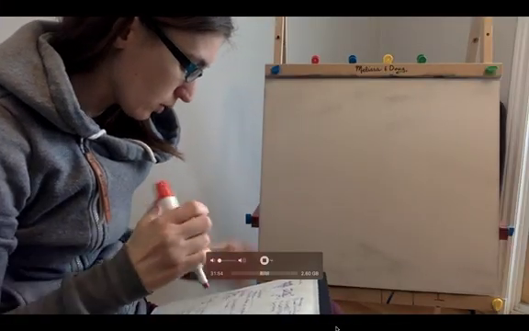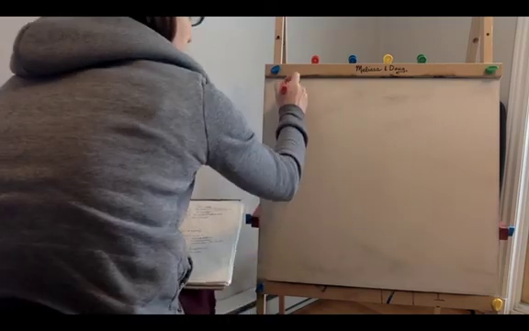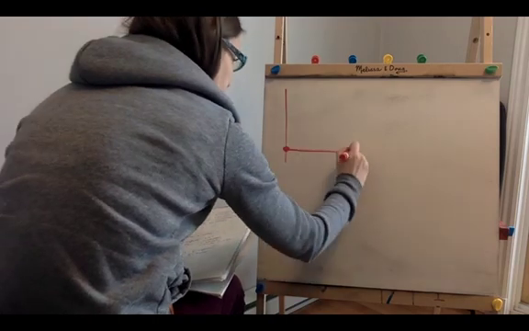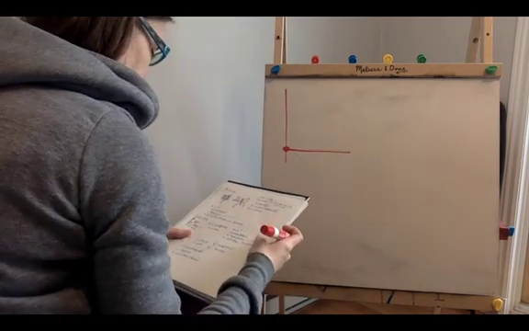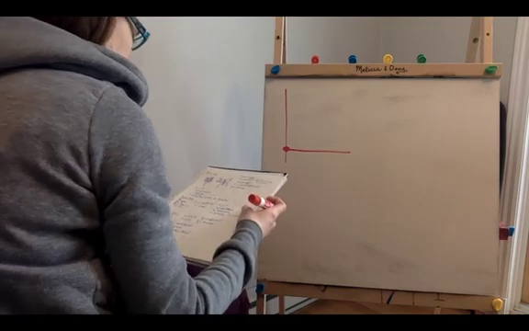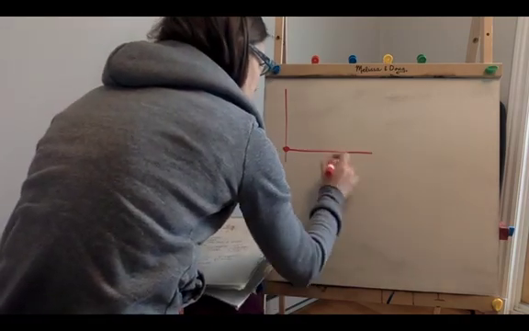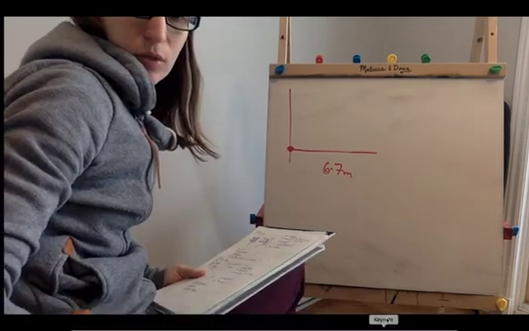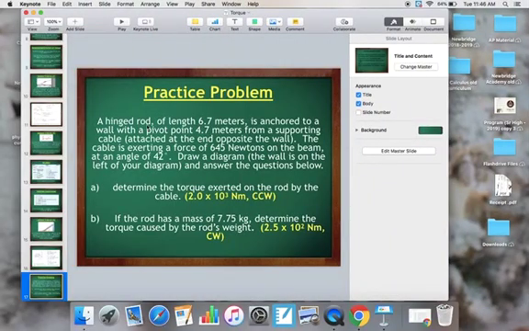If this is our wall here, you've got this beam coming out of the wall, and it said the beam was 6.7 meters in length. I'm going to go back and reread the question to make sure we're doing that right. Our hinge rod, not beam, I should say rod, has a length of 6.7 meters and is anchored to a wall with a pivot point. The pivot point is actually 4.7 meters from a supporting cable.